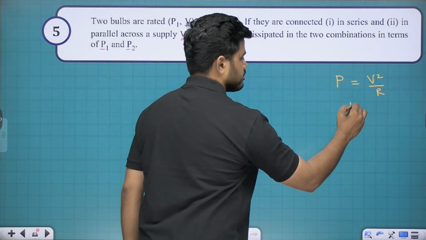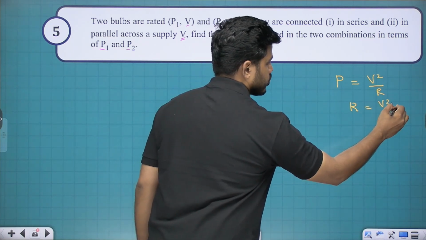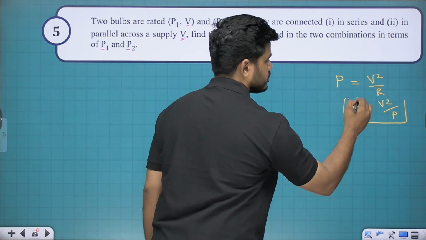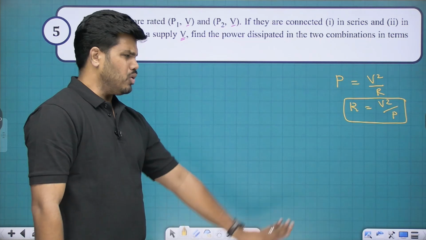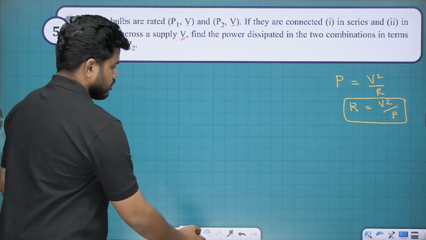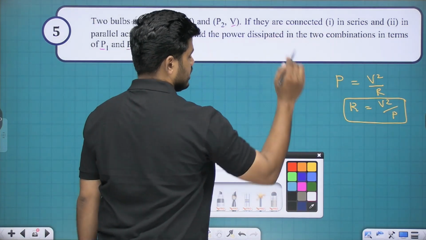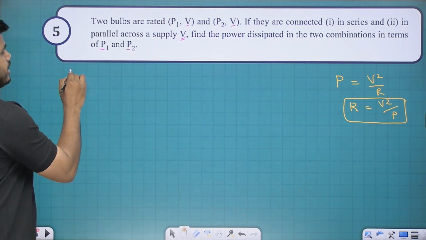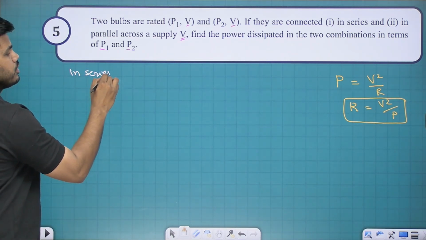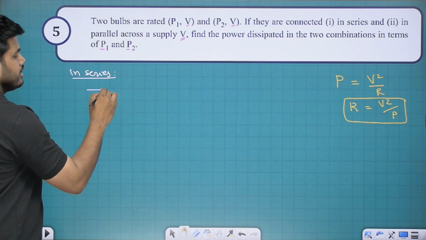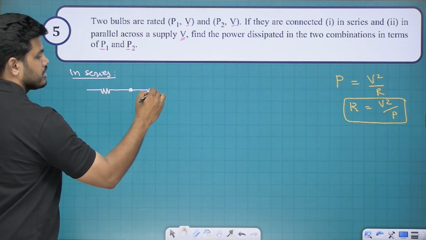So, what could be R from this? Resistance, V square by P, right? R is equal to V square by P. Okay, we need that equation. I am going for the first one, the series combination. In series combination, the bulbs are connected in series.